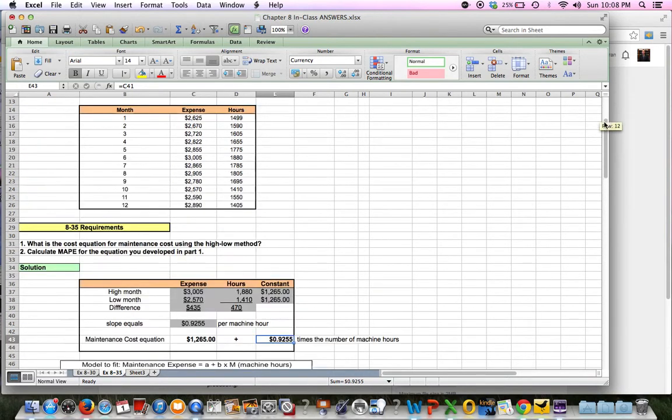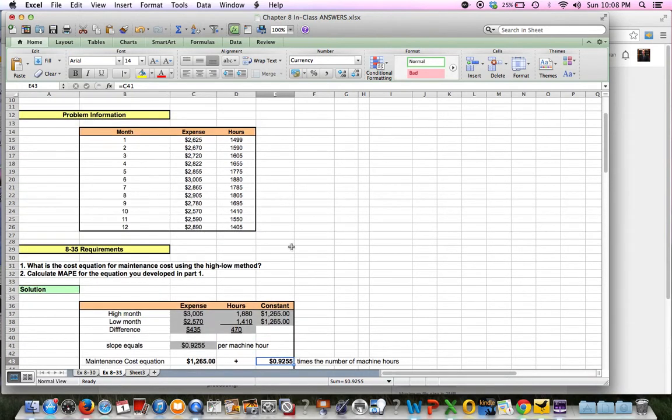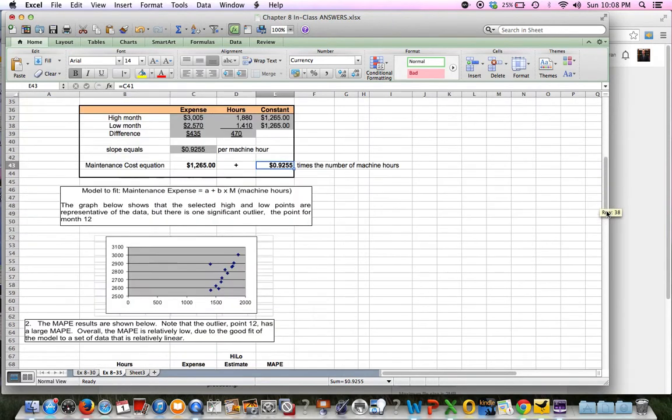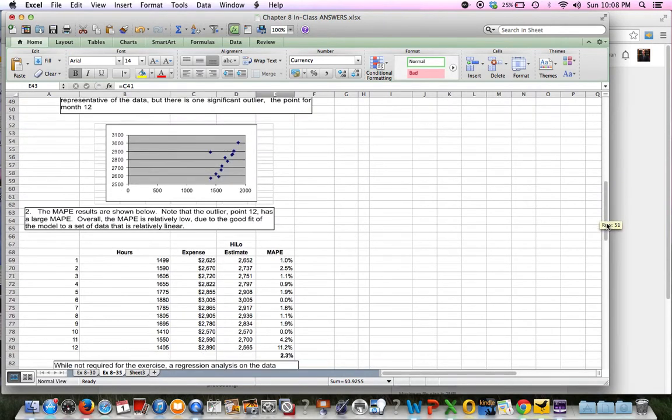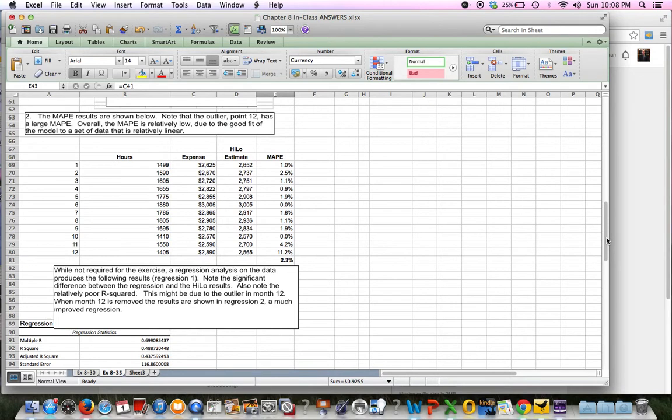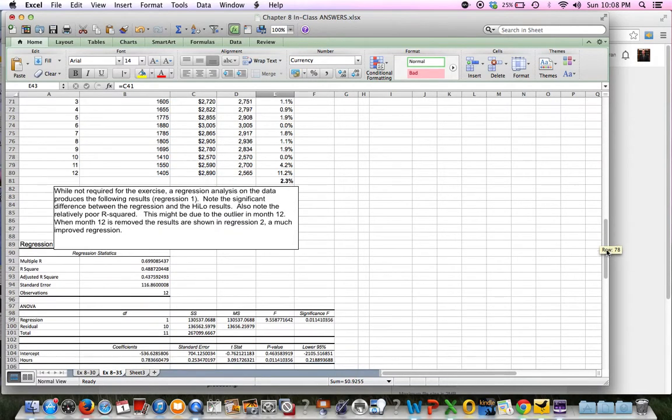If I come back to the data up here, it's not apparent that that's an outlier by looking at all the numbers, but if you graph it, it does show up as an outlier. And I'm not requiring this method, the MAPE method at all in class, but you can look at that, and I'll post this for you to take a look at if you'd like to on your own.